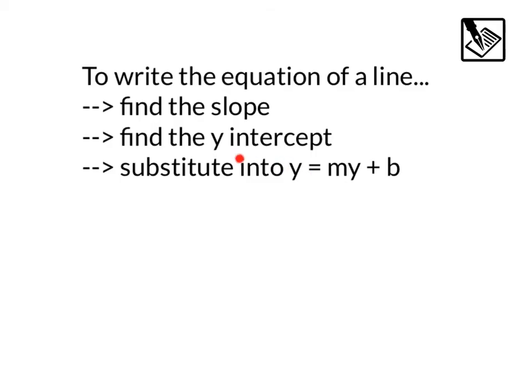Finally, the moment you've been waiting for, writing the equation of a line. To write an equation of a line, it really helps if you find two things. First, the slope, then the y-intercept. After you have those two things, substitute into our slope-intercept form of an equation of a line. Y equals mx plus b. M is that slope. B is that y-intercept. Let's do a few examples.